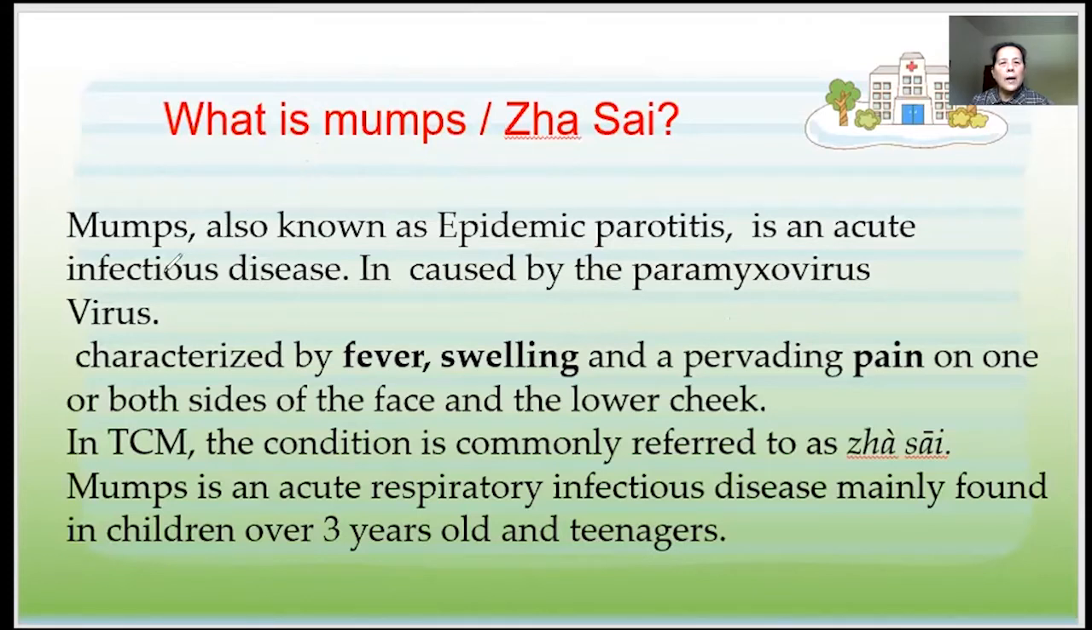So then we're talking about what mumps is. It is an epidemic kind of illness, meaning it can be transmitted from one person to another pretty easily, and especially goes to the glands on the face. It's an acute infection, and it is caused by a virus infection.